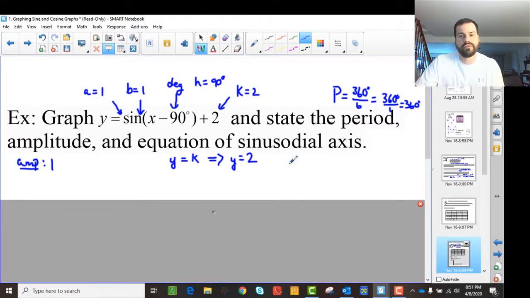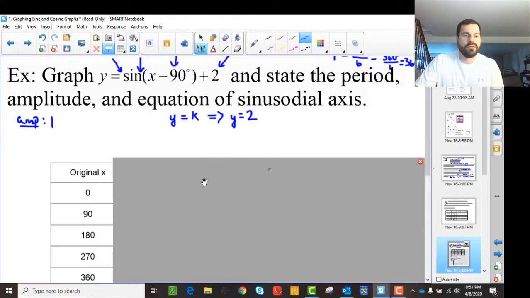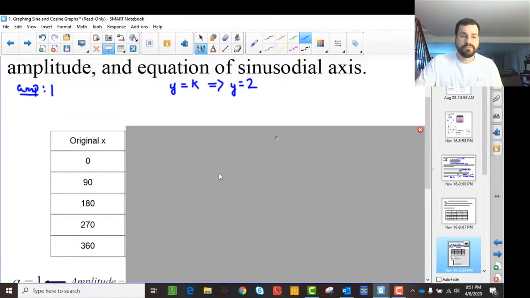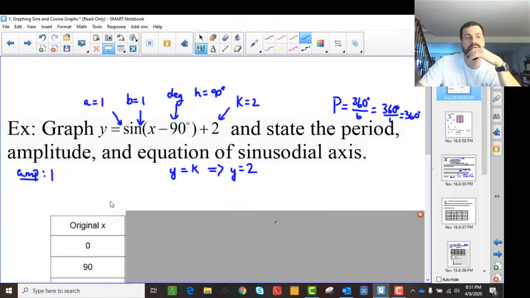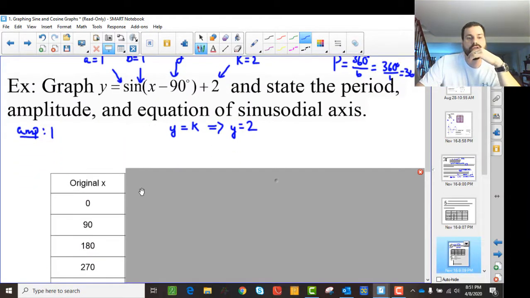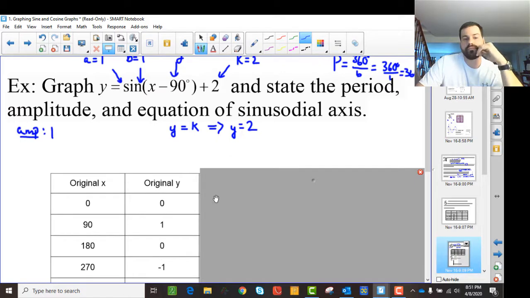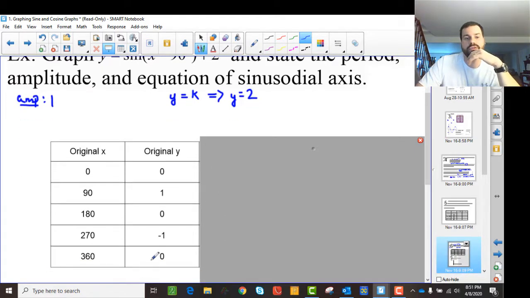Now I want to draw the graph. So to draw the graph, we're going to take our original points. Our original x values are 0, 90, 180, 270, and 360. Our original y values are from here. They're 0, 1, 0, minus 1, and 0, because it's sine x. If it was cosine, they would be different. So here's my original y: 0, 1, 0, minus 1, and 0.